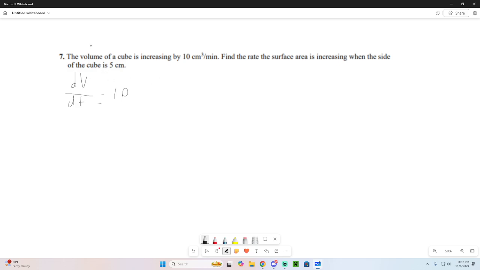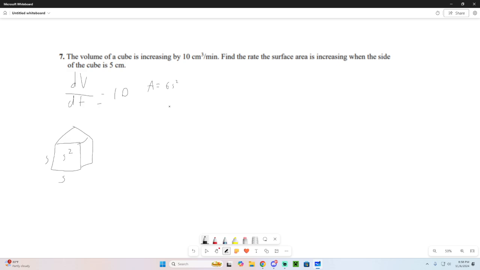Okay, I'm going to use A for surface area, and I'm going to use s for side. So surface area is equal to 6 times the side length squared. Because if I were to draw out a cube, I'm going to try my best, this length would be s, this length would be s, so each face is s squared. There's 6 of these sides, so the surface area would be 6s squared.